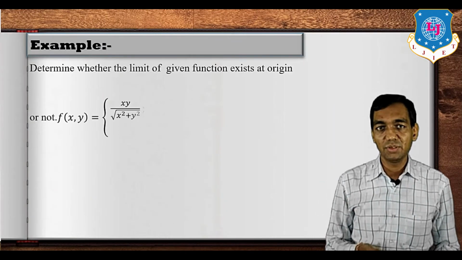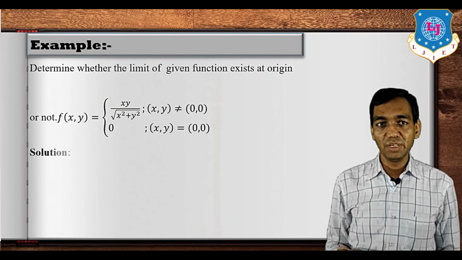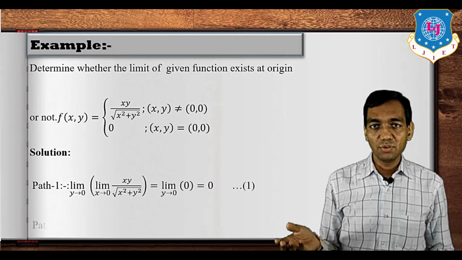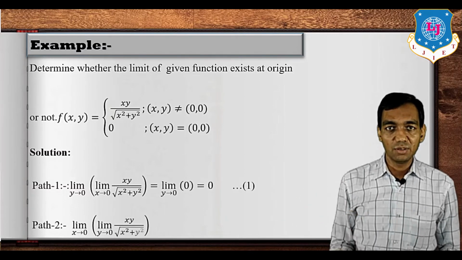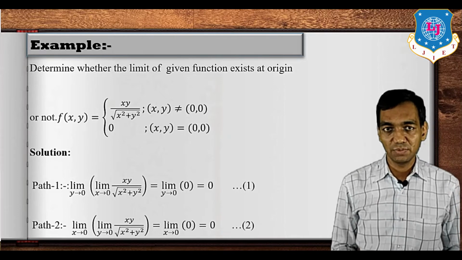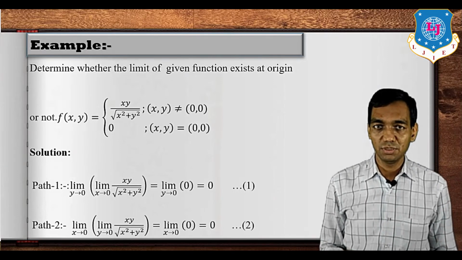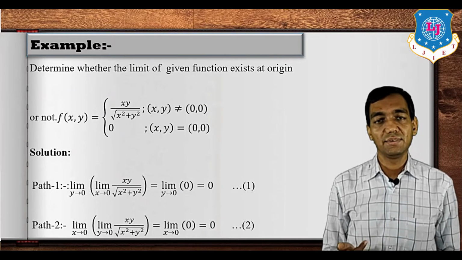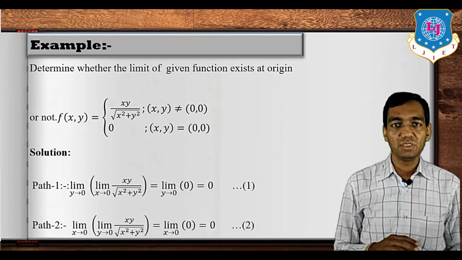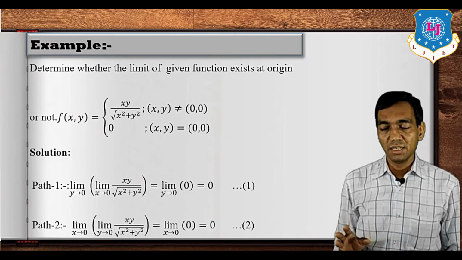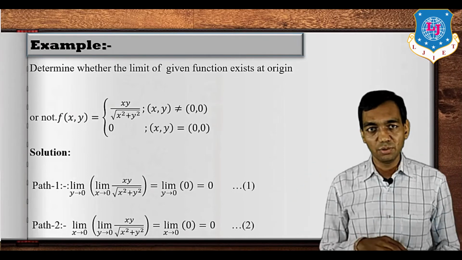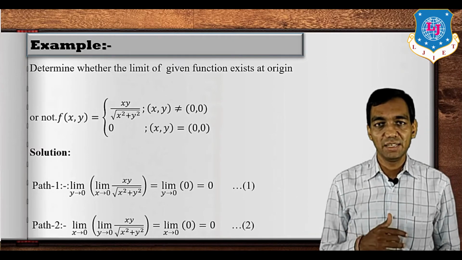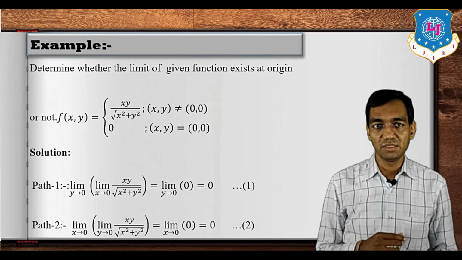Now determine whether the given function has a limit at the origin or not. So f of (x, y) is equal to xy divided by under root of x square plus y square for (x, y) not equal to (0, 0), and is equal to 0 for (x, y) equal to (0, 0). That means the function is defined in two parts. At (0, 0) the function has value 0. At a non-zero point the function has value xy divided by under root of x square plus y square.